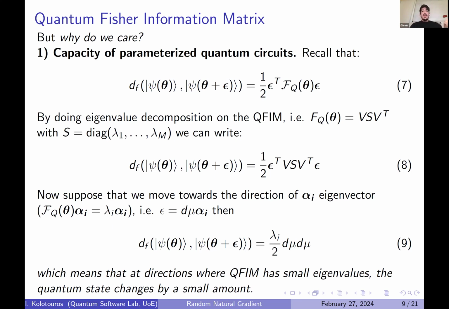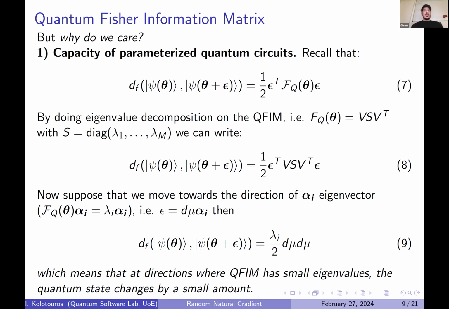Then one can show that the distance between these two quantum states is actually lambda_i/2, where lambda_i is the eigenvalue of the quantum Fisher information of the i-th eigenvector times mu squared. This is really important. It means that when the quantum Fisher information has a small eigenvalue, if you change the parameters towards that direction, your quantum state doesn't change much.